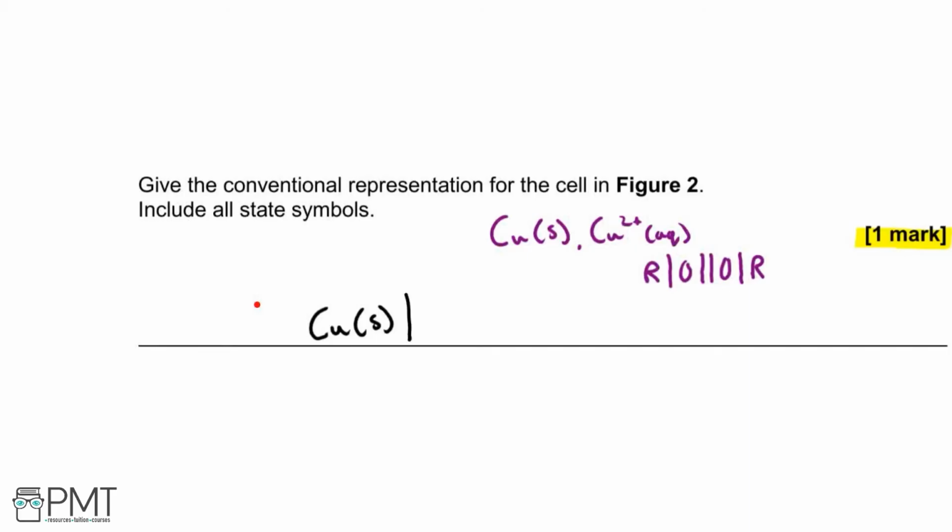Then we will have our single line representing a phase boundary. Then the most oxidized species in the left-hand half cell, which is our ionic copper, which is aqueous. Then we have the boundary between the 2 half cells, which is our double vertical line. And then we will have the most oxidized species in the right-hand half cell, which is also the ionic copper. Again, it is still aqueous. Then we will have another single vertical line, which represents a phase boundary, and then the most reduced species in the right-hand half cell, which is the solid copper. So we need all of this representation, including the state symbols, to get this 1 mark.